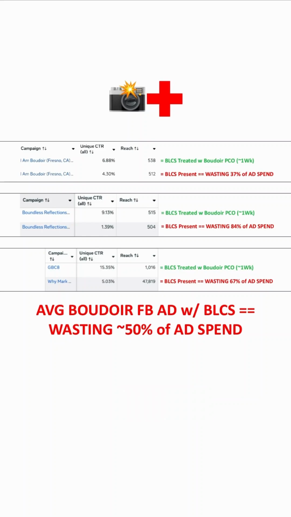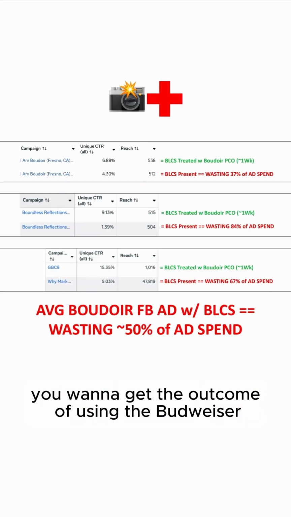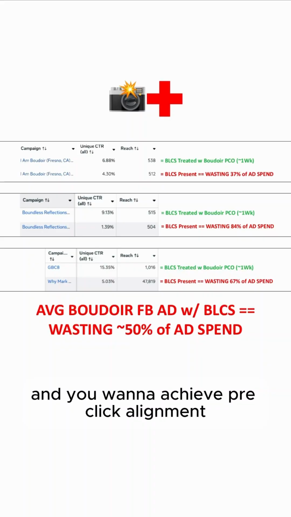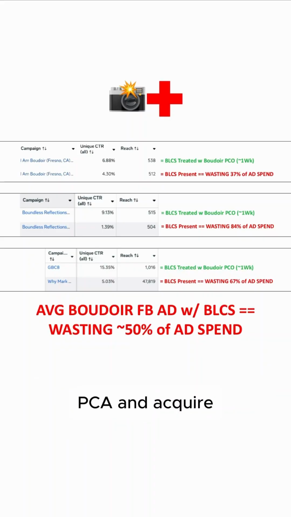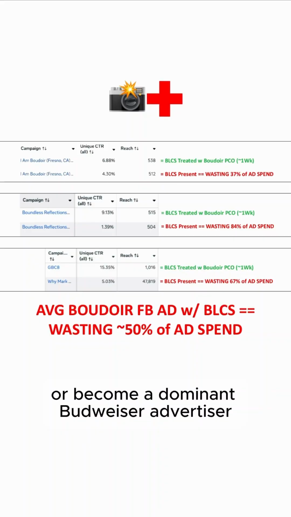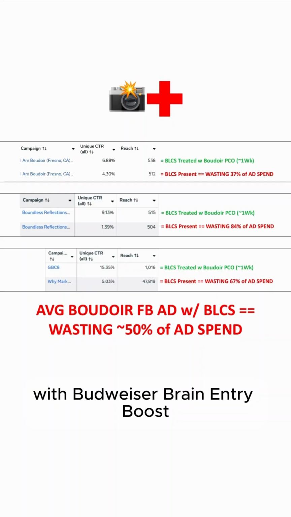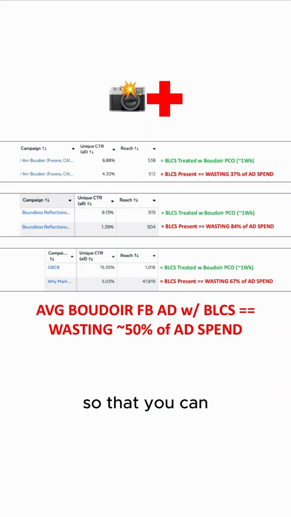And you want to get the outcome of using the Boudoir Pico treatment, and you want to achieve pre-click alignment, PCA, and become a dominant boudoir advertiser with Boudoir Brain Entry Boost, so that you can be on your way to being the number one boudoir photographer in your city.